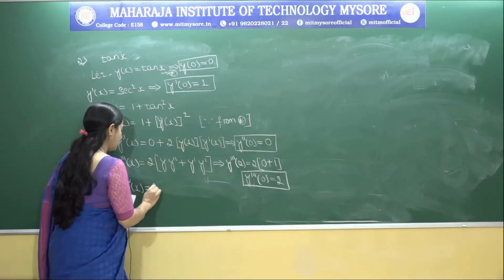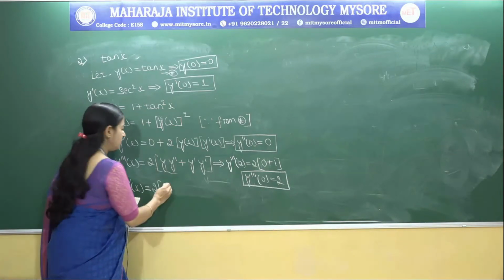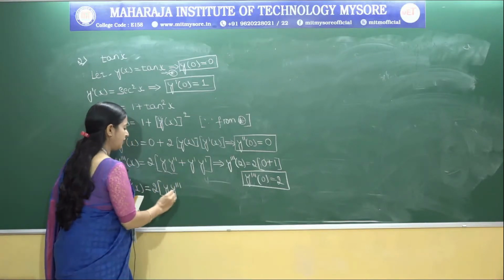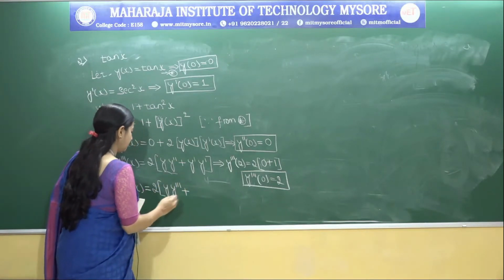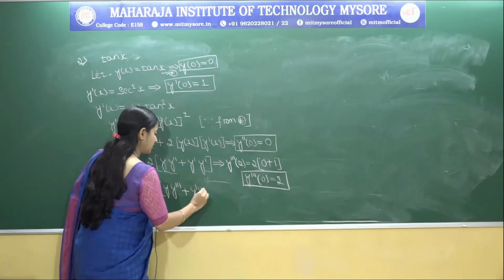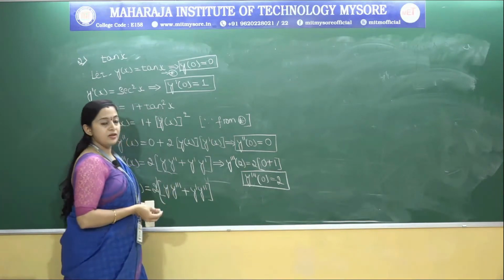Here keep the 2 outside as it is. Take the product rule between these two. So y, differentiate y double dash, we will get the y third derivative, plus y differentiation is y dash, y double dash. This is for the first term.